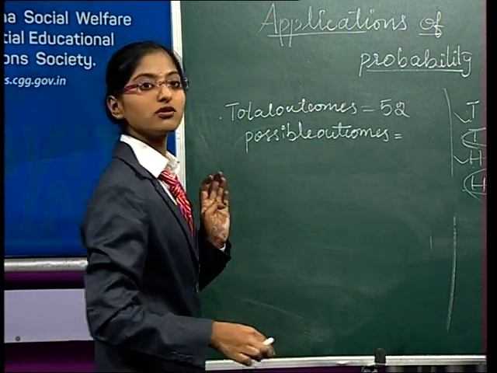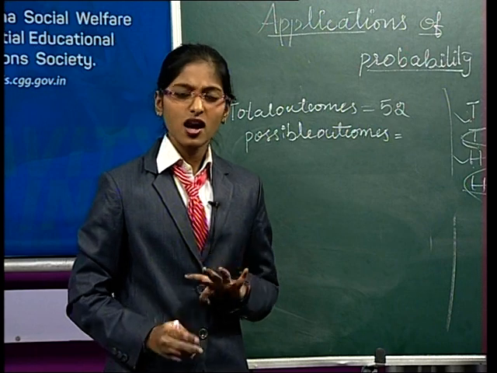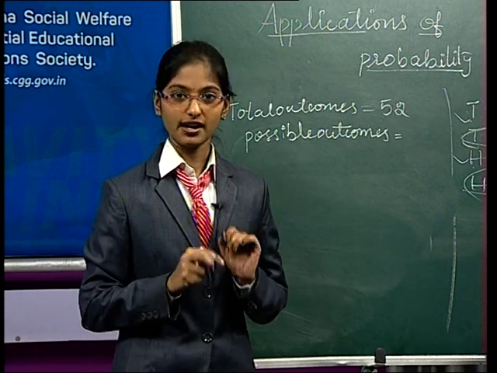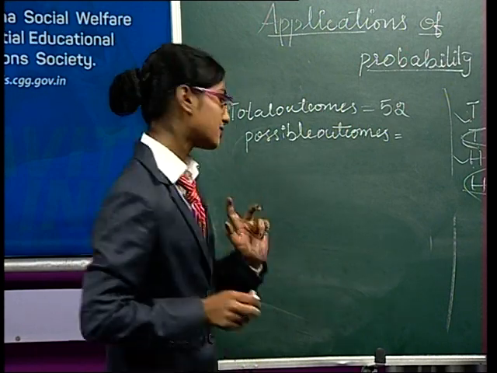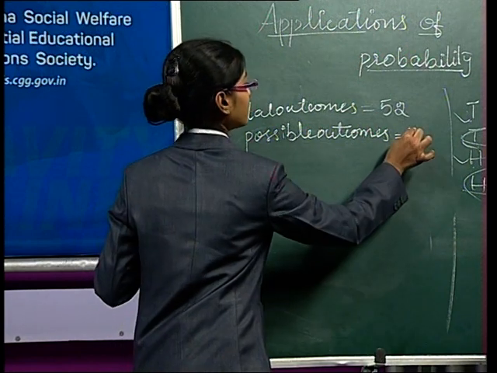How many are the possible outcomes? We need a face card, right? How many face cards are there in a deck? Yeah, there are 12 face cards. So, possible outcomes are 12.